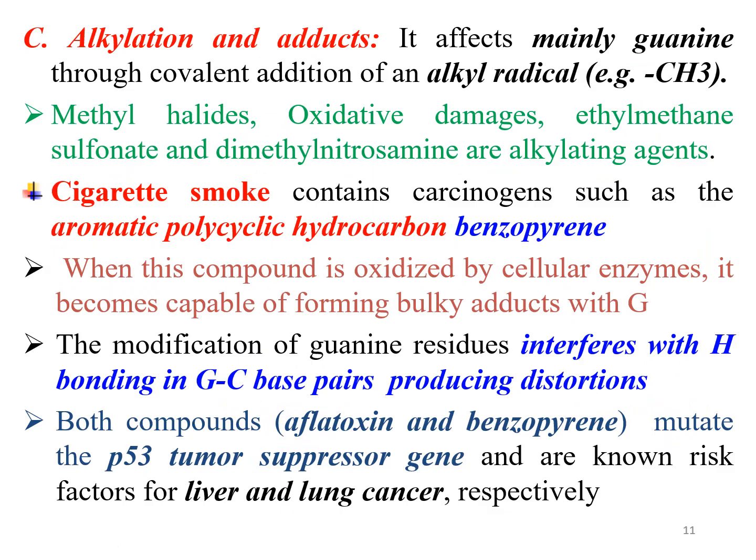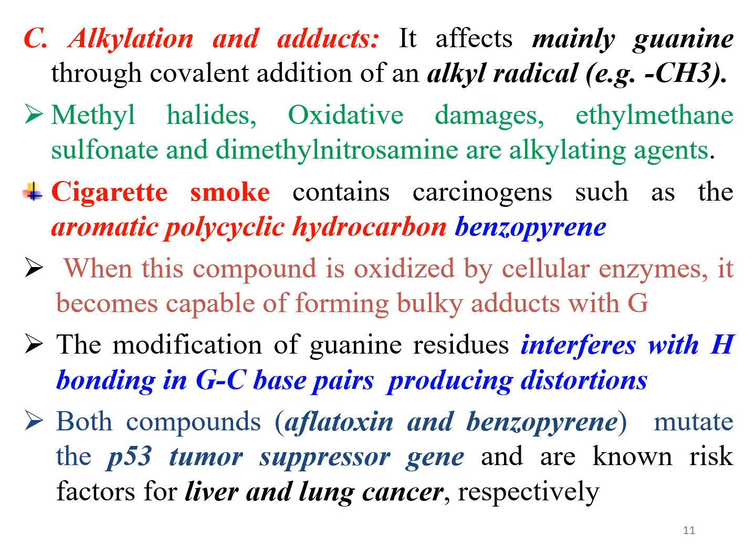The third one is alkylation and adduct formation. It affects mainly guanine through the covalent addition of an alkyl radical, especially methyl. Methyl halide, oxidative damage, ethyl methane sulfonate, and dimethyl nitrosamine are alkylating agents which are associated with alkylation and adduct formation so as to produce mutation.